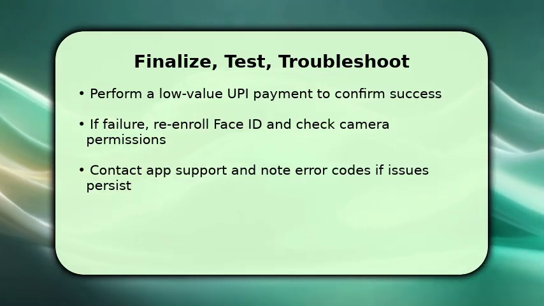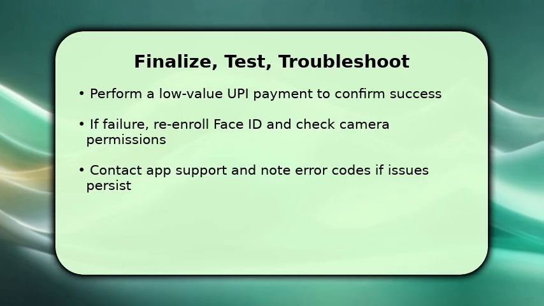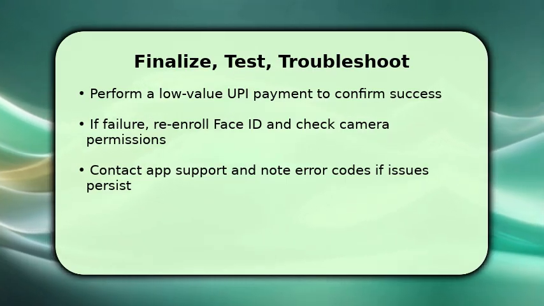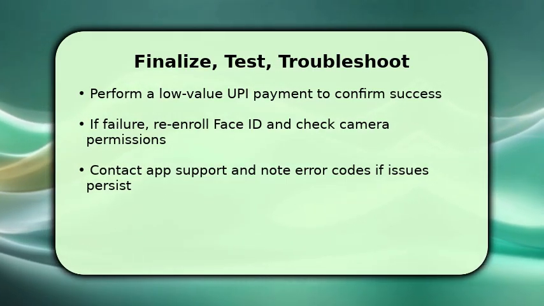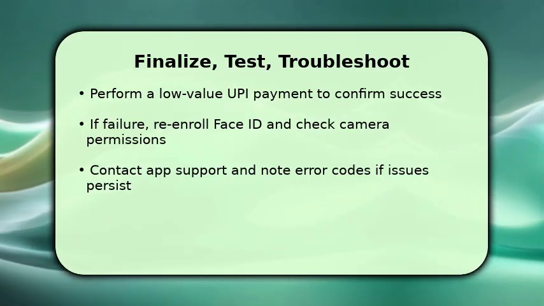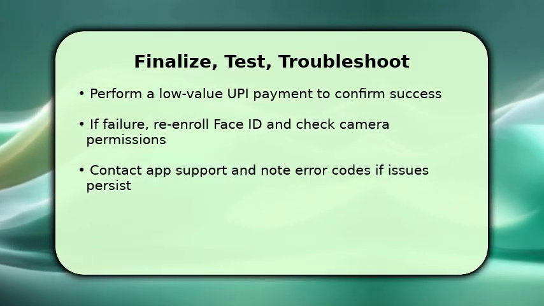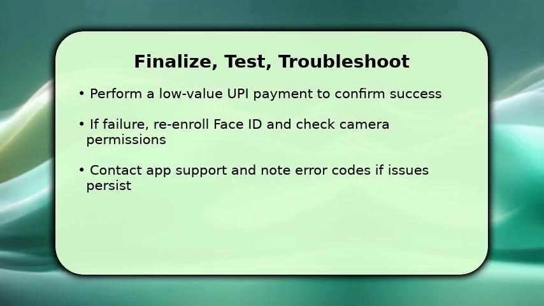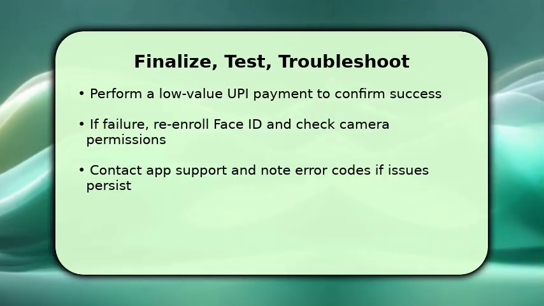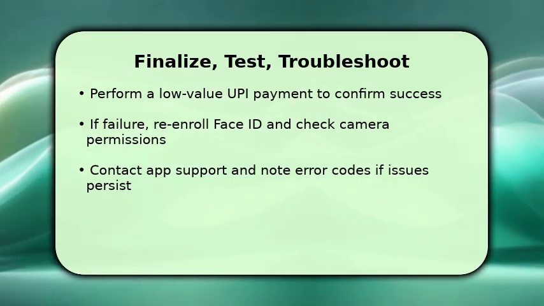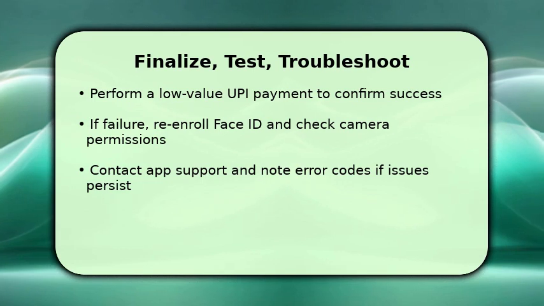If the transaction fails, recheck camera permissions, lighting, and clean the lens, then re-enroll your face with clear, relaxed expressions. Once done, if problems continue, record any error codes and contact the app support team. They can reset biometric linkage. Remember, re-enrolling usually resolves mismatch issues quickly.